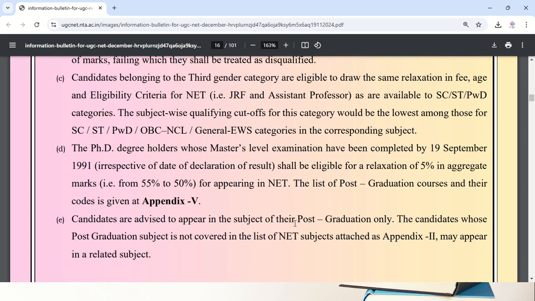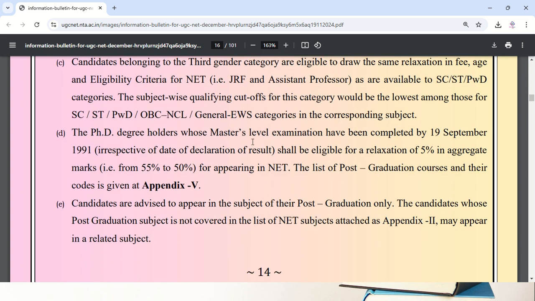And for the PhD degree holders whose master level examination was completed by 19 September 1991, this is very important. Suppose you are applying for this examination, but your master's was completed by 19 September 1991, you are eligible for a relaxation of 5% in aggregate marks. For example, if it is 55, then 50% is sufficient for you.